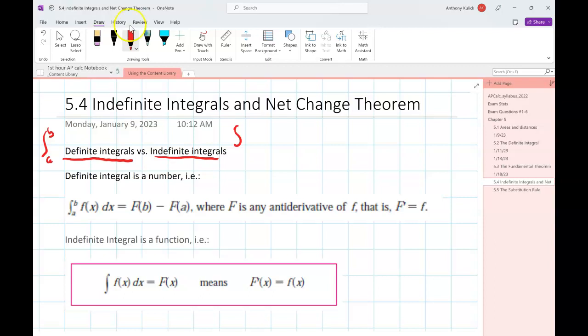Does that imply that it's going to be going from negative infinity to positive infinity? It does not. Okay. We'll show you what it means in a moment.